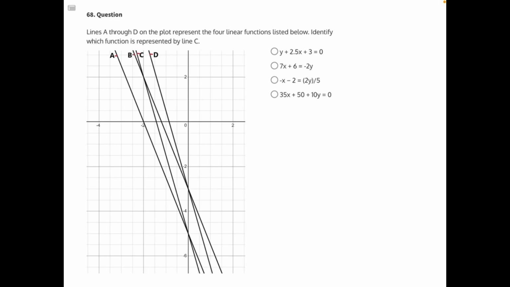Lines A through D on the plot represent the 4 linear functions listed below. Identify which function is represented by line C. And let's start by identifying which one line C is. Line C is this graph.